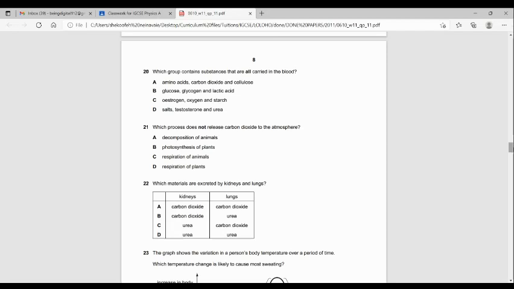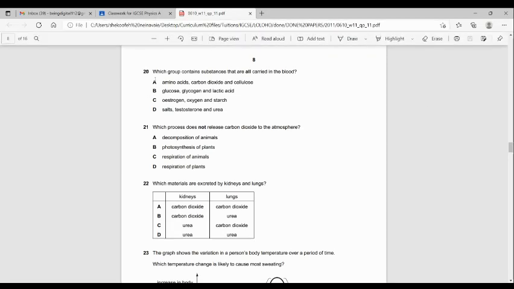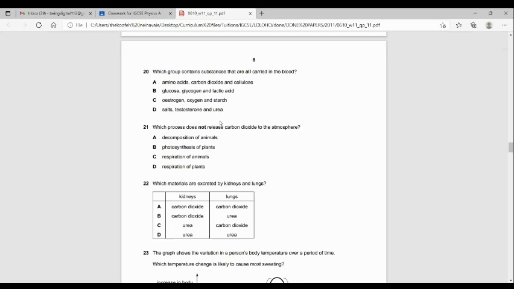So by looking at this information, amino acid, carbon dioxide, okay, they can be found, but cellulose cannot be found. So A is rejected. B, glucose, yes. Glycogen, no, it is a very big molecule of sugar. And lactic acid, yes, but I can't accept B because of the glycogen. C, estrogen and oxygen and a starch. Because of the starch, you cannot accept C. So what is left is D, salts, testosterone, and urea, the molecules they can find in the blood. Answer is D.